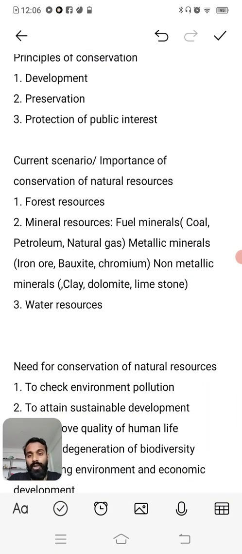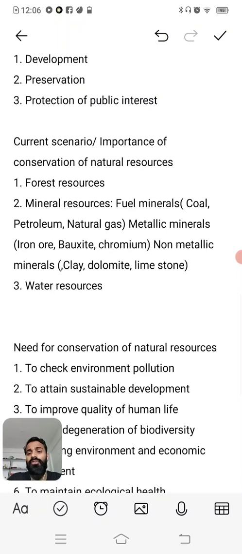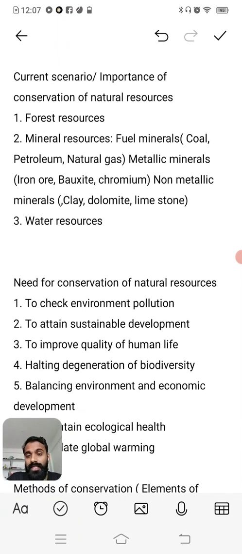Next is the current scenario: the importance of conservation of natural resources. First of all, we have to understand the 3 sources of natural resources. First, there is the forest source. From the forest we get wood, trees and so on, which is an important source of natural resources. Second is mineral resources, which are again of 3 types. First, fuel minerals like coal, petroleum, natural gas. Metallic minerals like iron ore, bauxite, chromium, and also non-metallic minerals like clay, dolomite, limestone, etc. So, these mineral resources are also natural resources.